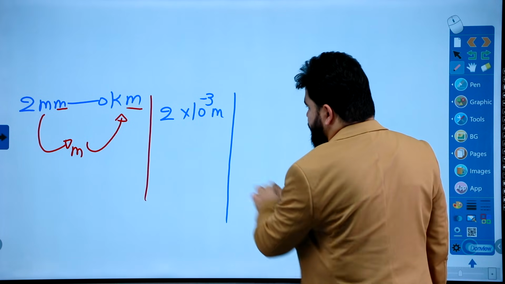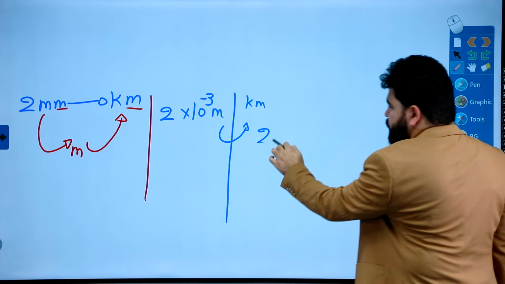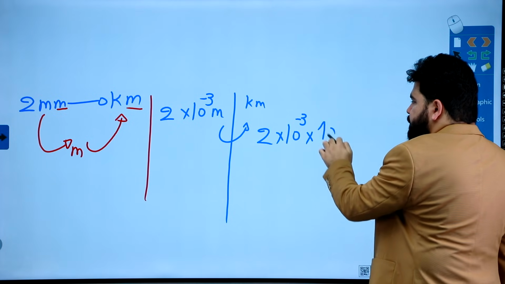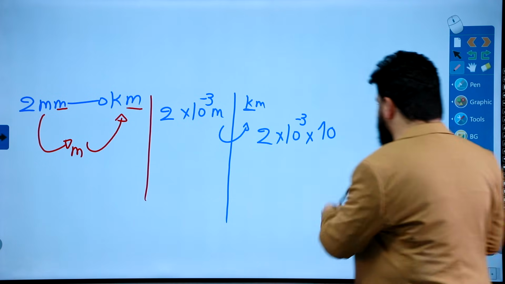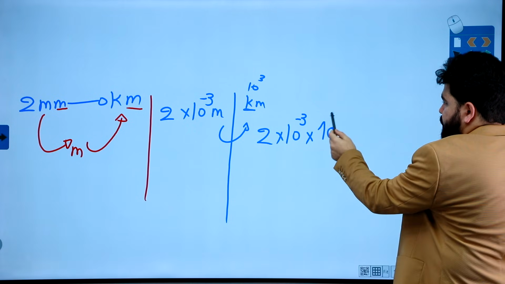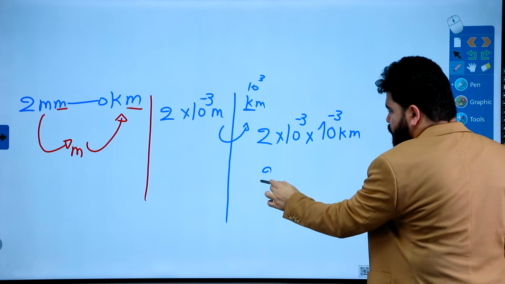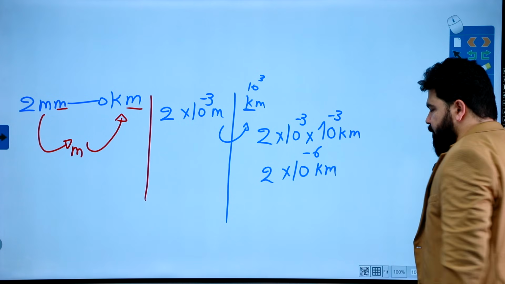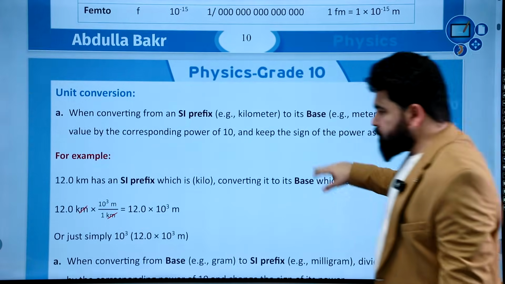Now we change that meter to kilometer. So 2 times 10 to the power of negative 3 times 10 to the power of, because I am adding kilo, I have to also say this is 10 to the power of 3, but because I am adding it to this number, it's going to be negative 3 kilometers. So 2 times 10 to the power of negative 6 kilometers. This is how you change prefix to prefix. This is basically unit conversion.